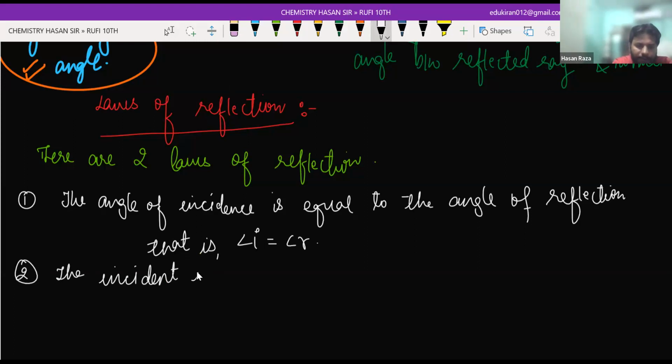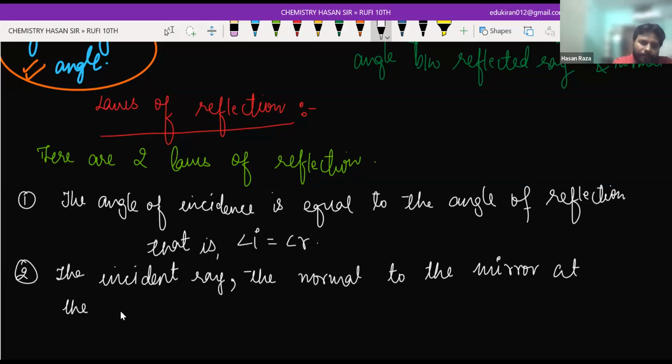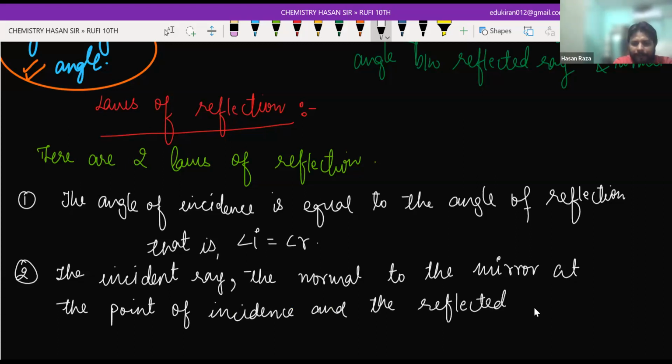The incident ray, the normal to the mirror at the point of incidence, and the reflected ray all lie in the same plane.